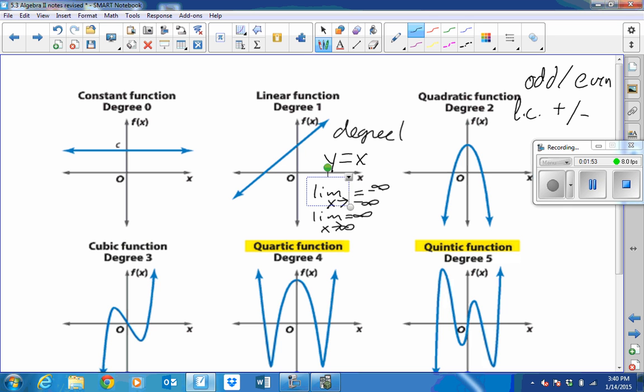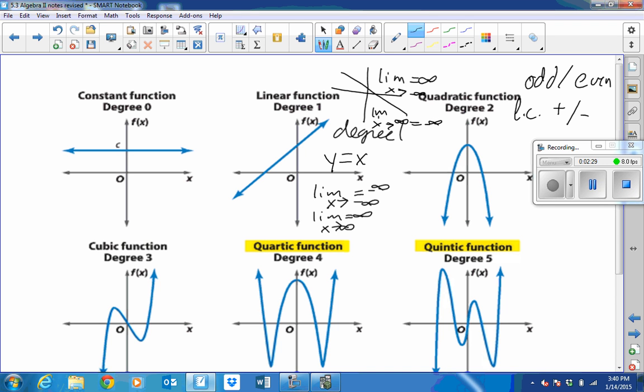Now, if we have a line that has a negative slope, in other words, our lead coefficient is negative, and we still have a degree 1, well, that changes the game a little bit. In this case now, our limit as x is going to negative infinity, y is doing the opposite. Y is going to positive infinity, and as x is going to positive infinity, y is now going to negative infinity. And that gives you the basic idea of the odd functions.